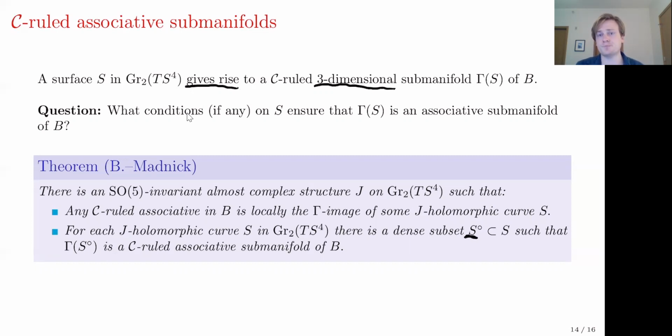So it's really somehow a nice situation. This should really be an open dense subset. And even better, this open dense subset is the complement of the zero set of a real analytic function on S. So it's kind of the nicest type of open dense subset you can get, really. Okay, but the theorem is nice then. It somehow reduced the problem of constructing ruled associatives in B to the problem of constructing J-holomorphic curves to this almost complex structure J.